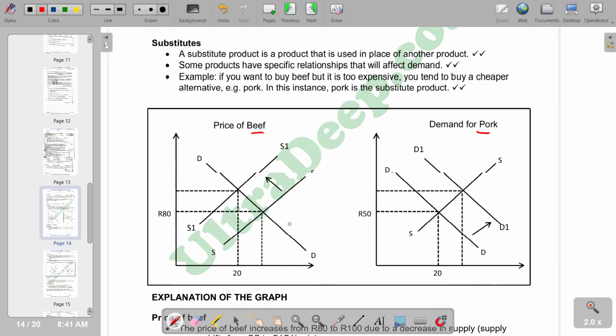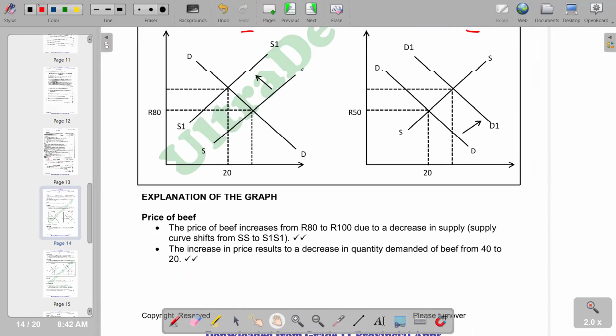So those are substitutes. We have two graphs, a graph of beef and a graph of pork, whereby in the first graph under beef, demand is held constant, and in the second graph supply is held constant, which means supply is not changing and demand is not changing in the first graph. Beneath that, we are given a scenario whereby we have a change in price. We have a movement of price from 80 to 100. When the price increases from 80 to 100, we are going to see quantity falling from 40 to 20. So this is the scenario that we are given.